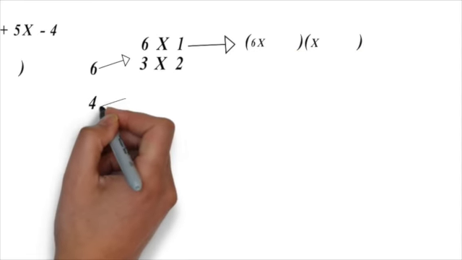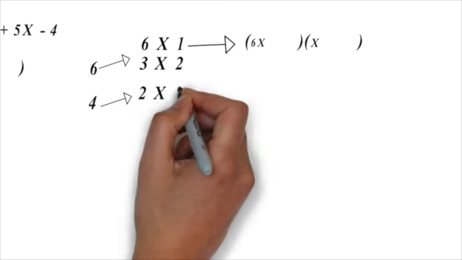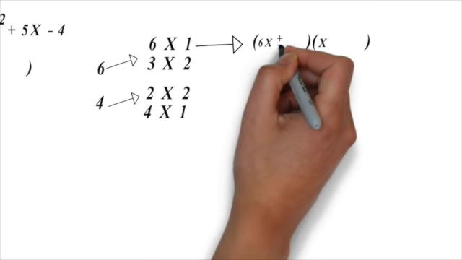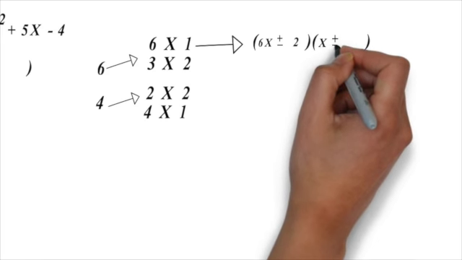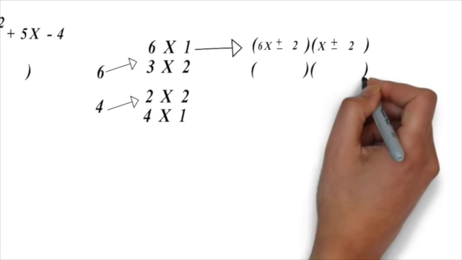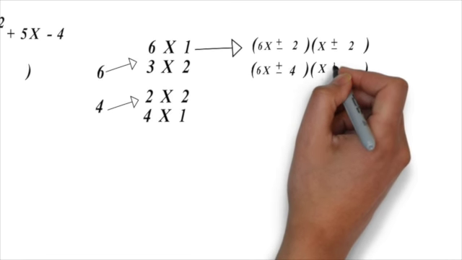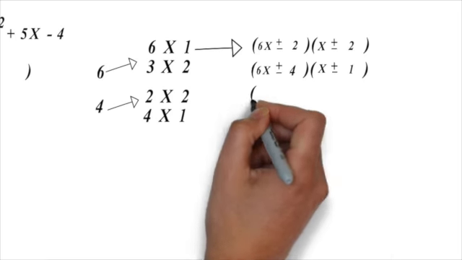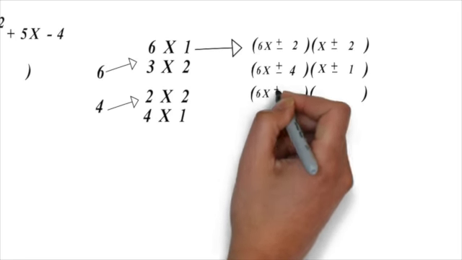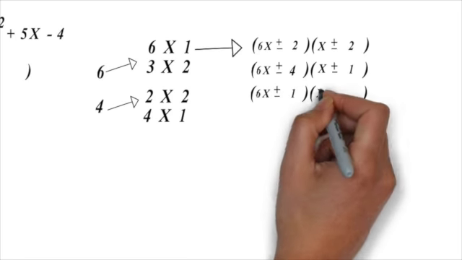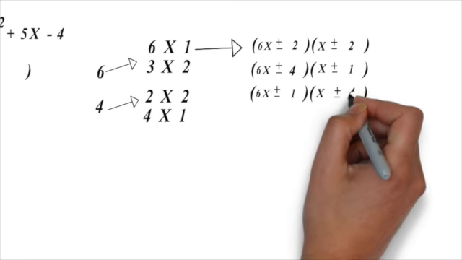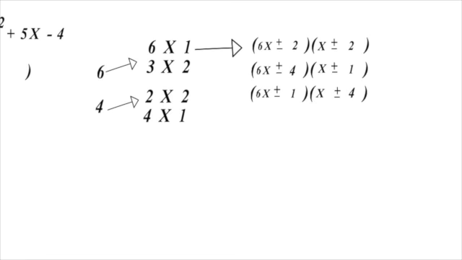We begin by putting in our 6x in one set of parentheses and our x in the other. Next we look at our third term, 4. We figure out the possible factors of 4, which are 2 times 2 and 4 times 1. Now we do trial and error. We go through each possible set of parentheses that can be made. So we have 6x plus or minus 2, x plus or minus 2, and then we have 6x plus or minus 4 times x plus or minus 1, and then we have 6x plus or minus 1 times x plus or minus 4. We're putting plus and minus in here because we don't know yet what our final signs are going to be with our parentheses, so we just put them in there as fillers.